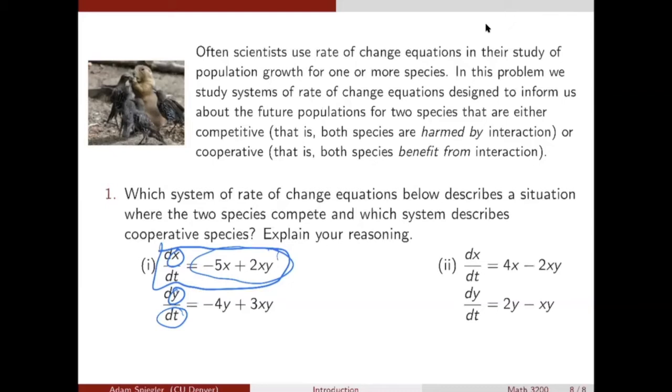So what we're looking at here are two different systems. And let me clear some of this out. One of them is representing species that are cooperating. One of them is representing species that are in competition with each other. So what I'd like you guys to do is think about which system you think is the cooperative one, which system you think is the competitive one?